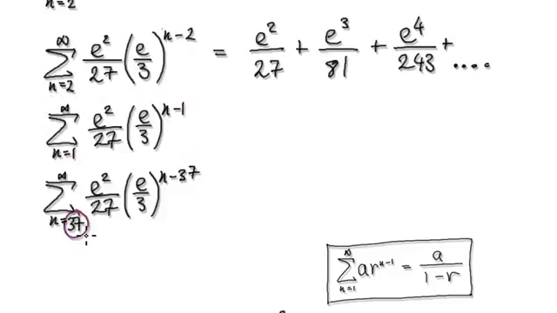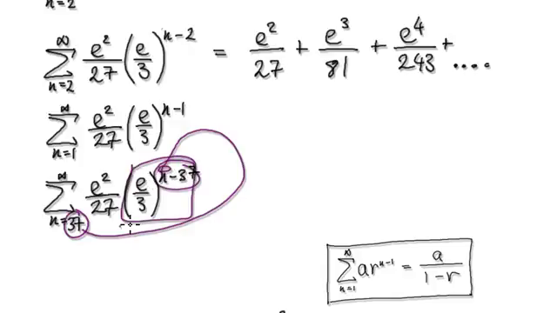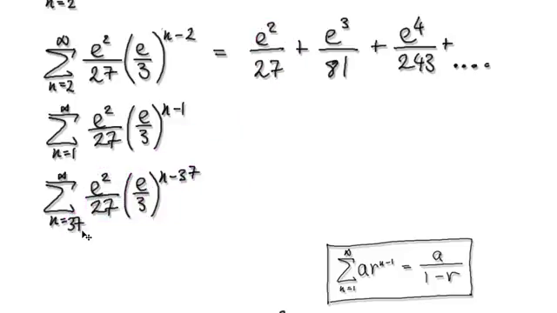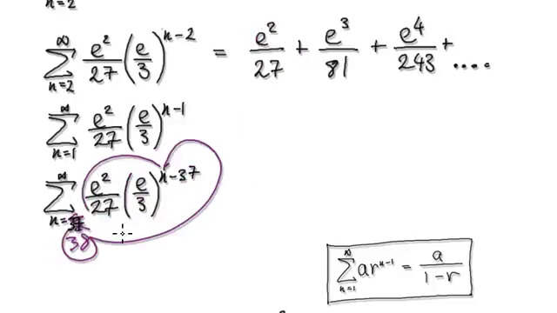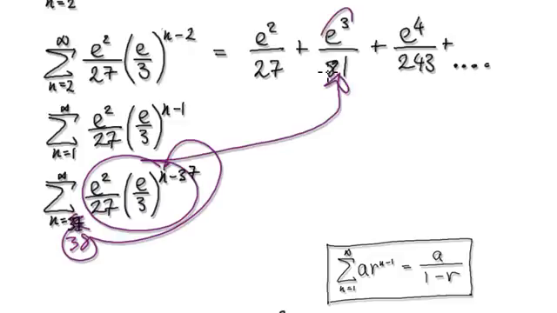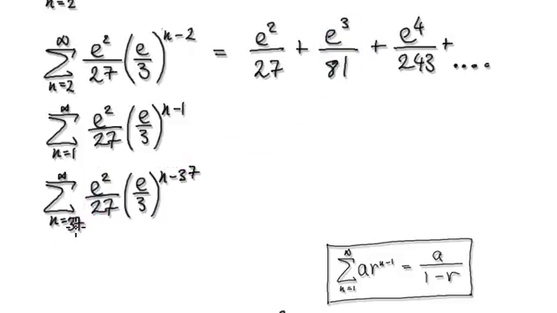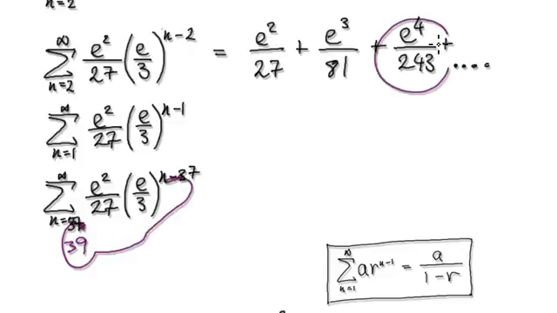When n equals 37, put the 37 into here. 37 take away 37, that would be 0, then making this whole thing here to be 1. 1 times this. When n equals 37, your first term is this. When n equals 38, put it into here, and then your next term will be this. When n equals 39, put it into here. This whole thing here will be this.